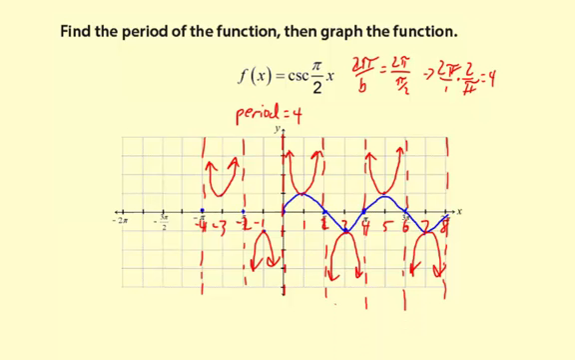Okay, so there's a graph of the function f of x equals cosecant of pi over 2x, and the period of the function is 4.